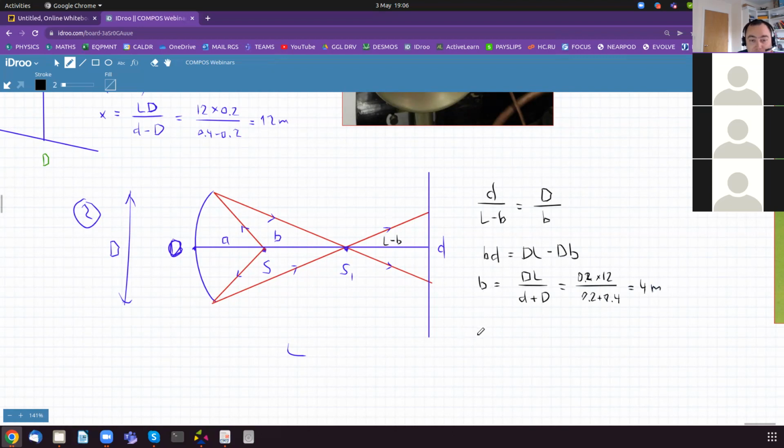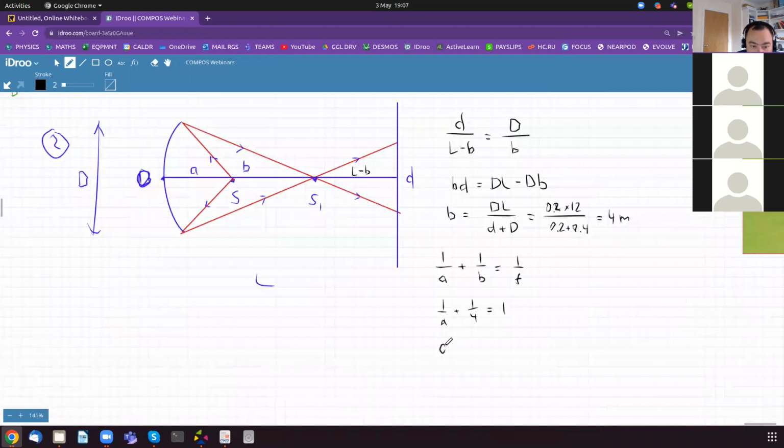And then we use the curved mirror formula. 1 over the distance to the object, 1 over A, plus 1 over B, since this is a real image, equals 1 over F. So 1 over A plus 1 over 4 is equal to 1. 1 minus a quarter is 3/4. 1 over A is 3/4, so A is 4/3 meters, which is 1.33 meters. So that's the distance.